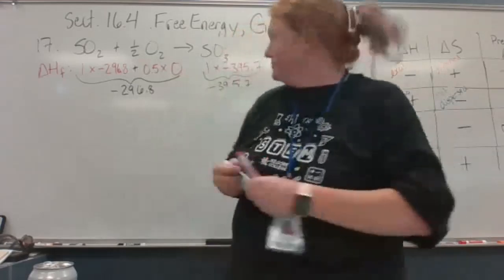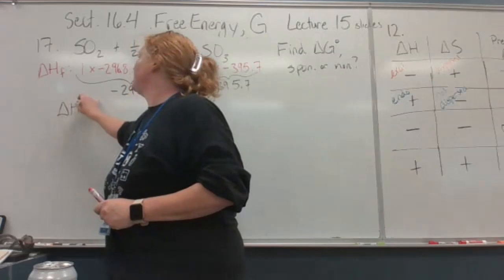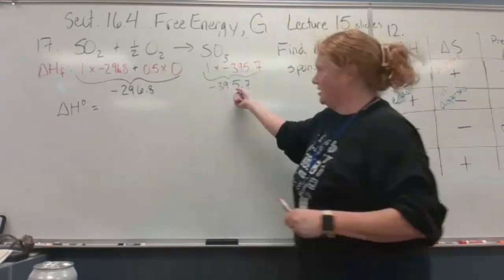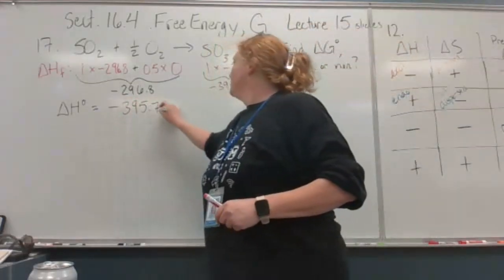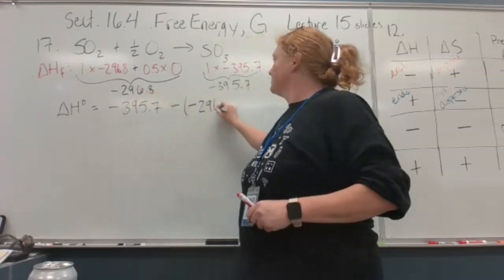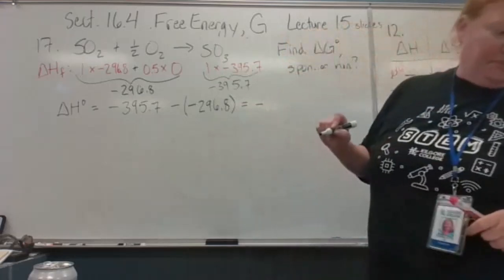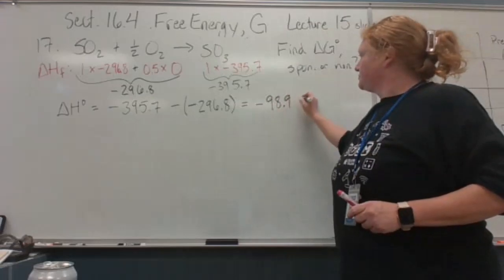Which number gets subtracted from what? Products go first, then minus the reactants. Products minus reactants. And I get a negative number.